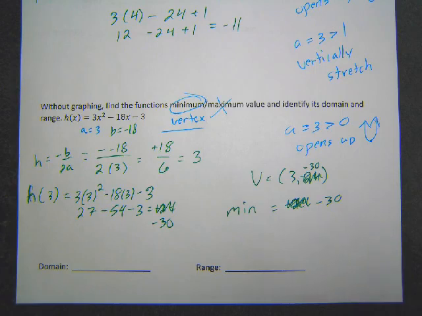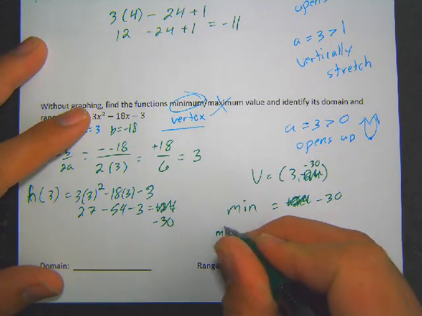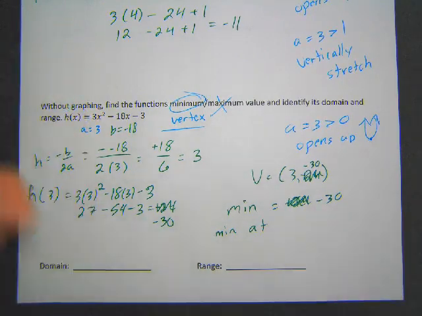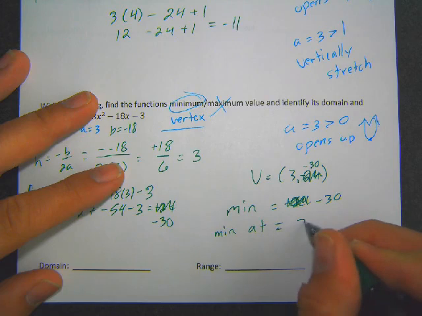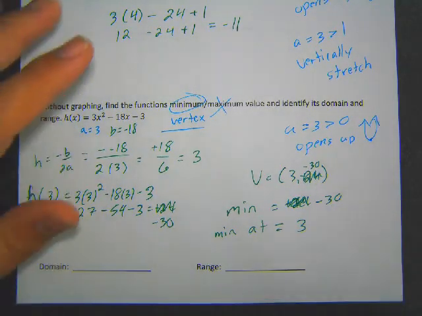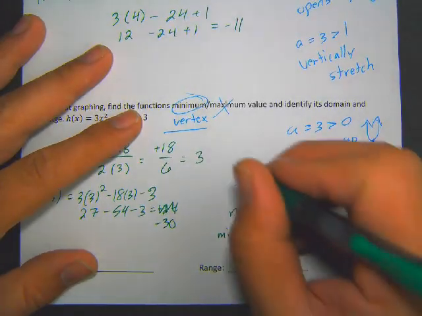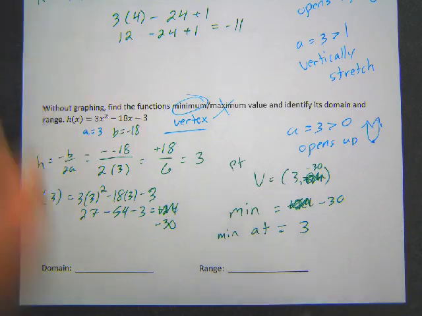Sometimes, though, instead of asking what the minimum is, they may ask, where is the minimum at? Where is it located? A lot of times in that terminology, they're actually looking for the value 3 because they're asking how far left and right it is, and that's your x value. Or sometimes they'll ask for the minimum's point. You know, what point is the minimum? And then they're looking for this pair. They're looking for the 3, negative 30, the actual vertex pair.